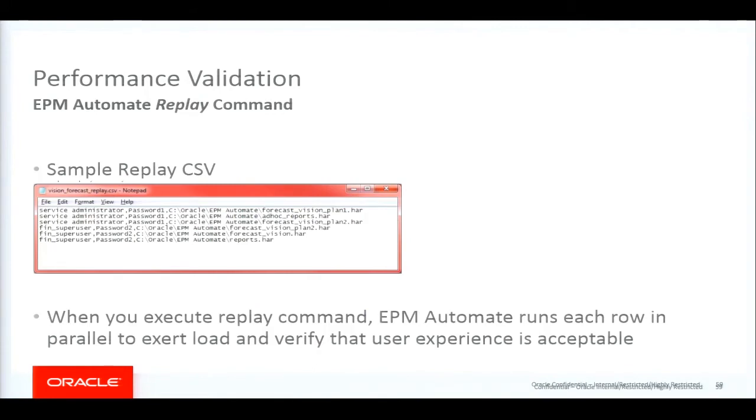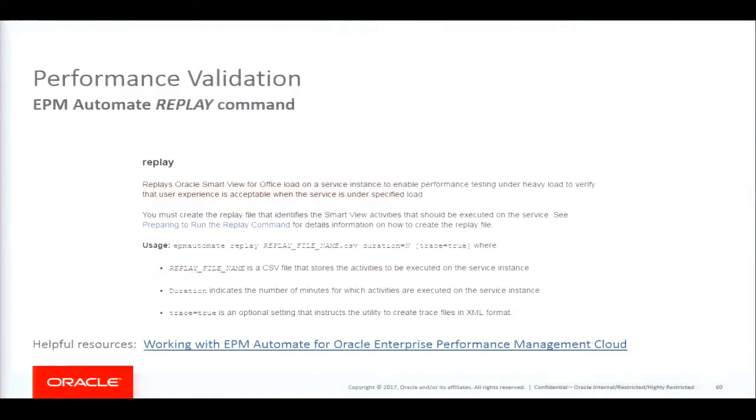Oh, this is what your CSV looks like, which I already described anyway. The user ID, the password, the script file, and that's it. It's the replay command, how you use it. It's very simple. EPM Automate replay with the CSV, how long you run it for, and if you wanted to produce a trace, it's an option. And then the activity report, and we're done. Questions?